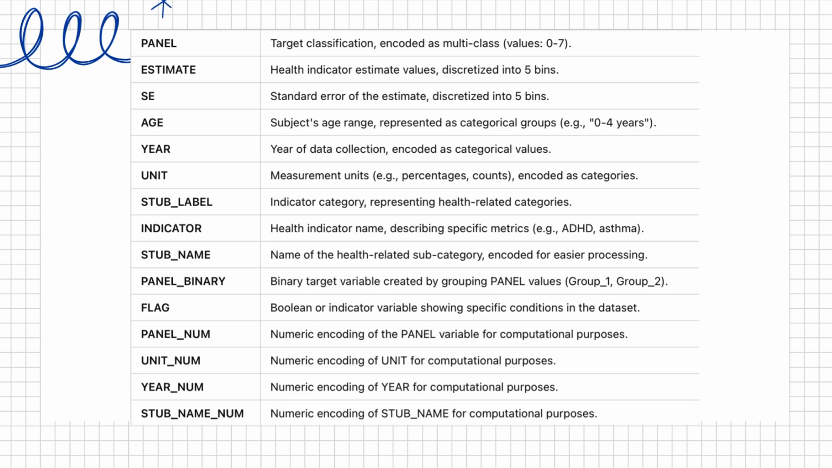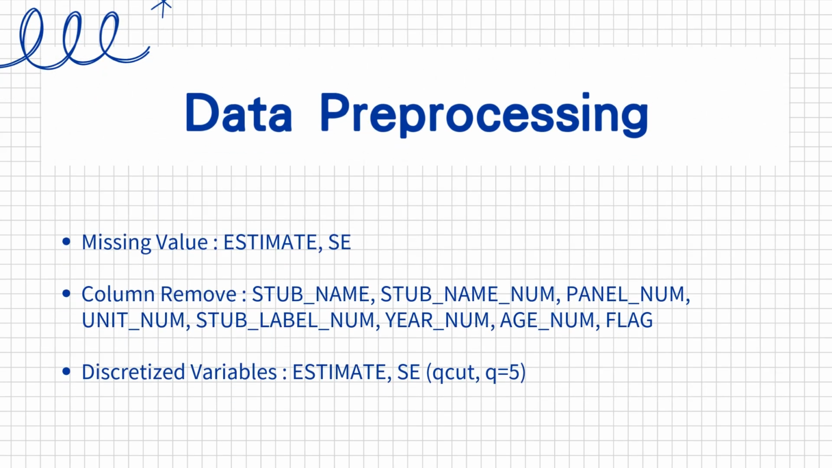And this is my dataset. During dataset preprocessing, missing values in estimates and SE were replaced with their medians to maintain data integrity. Redundant columns including STUB name, panel num, unit num, and others were removed to focus on relevant features. Continuous variables like estimate and SE were discretized into 5 equal frequency bins using Qcode, improving segmentation and interpretability.